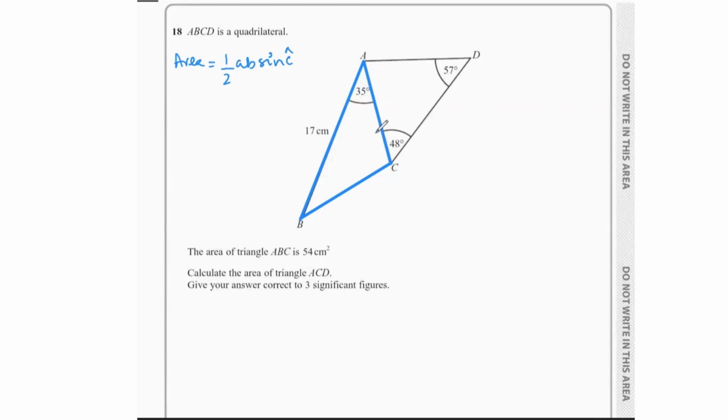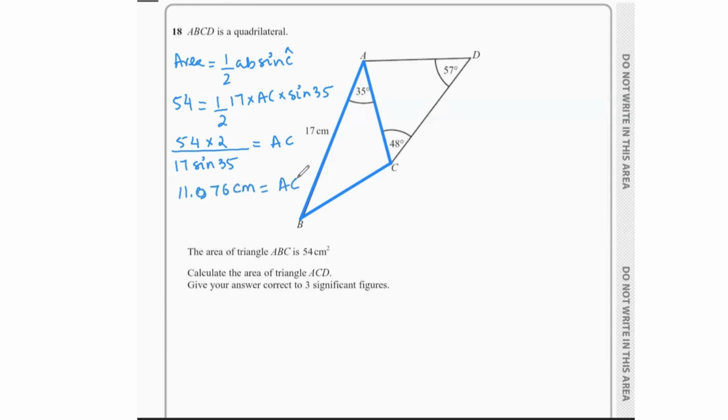But what we can do is find AC using the area, because 54 would equal half of 17 times AC times sine of 35. So 54 times 2 divided by sine 35 times 17. And that will give us the value of AC, which equals 11.076 centimeters. That is AC.